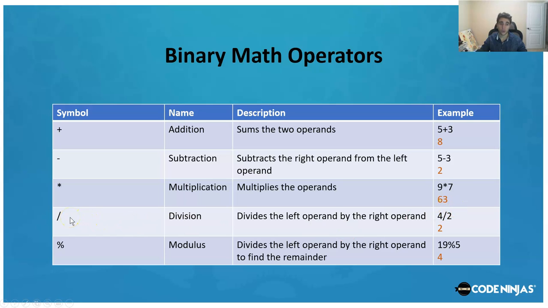Slash, forward slash, division, divides the left operand by the right operand. 4 divided by 2 is 2. Modulus divides the left operand by the right operand to find the remainder. The remainder of 19 divided by 5 is 4.